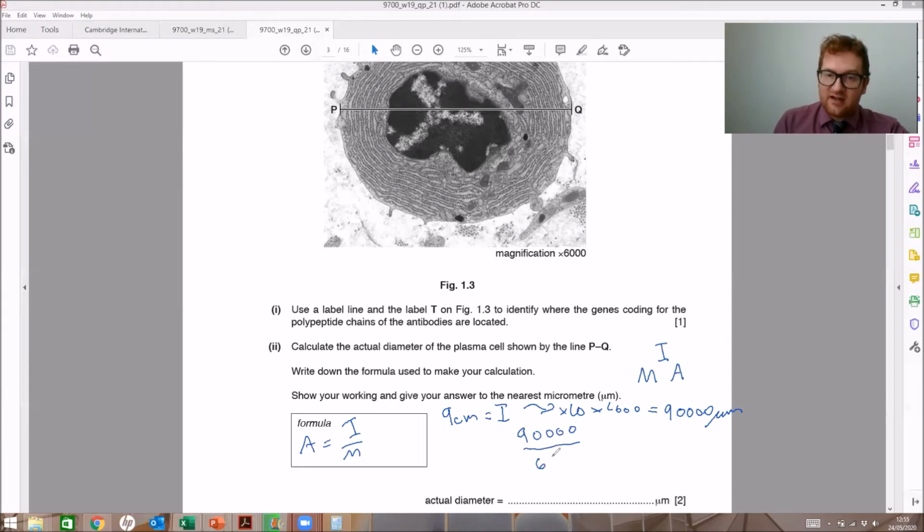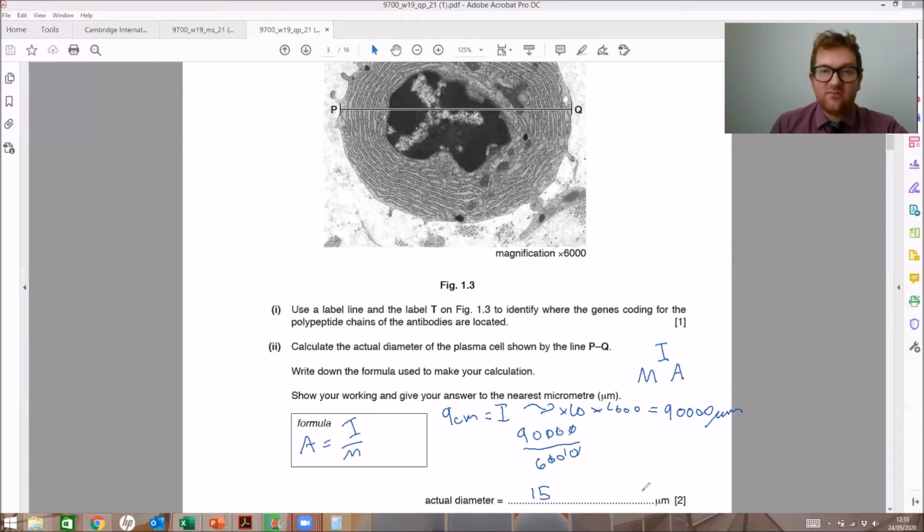Then what I would do is 90,000 divided by 6,000, and do the maths. It's effectively 90 divided by 6, which gives us the answer of 15 micrometers. Be careful on the unit conversions here. This is where most students lose the marks, but this is an easy 2 marks in an exam you should be able to do.